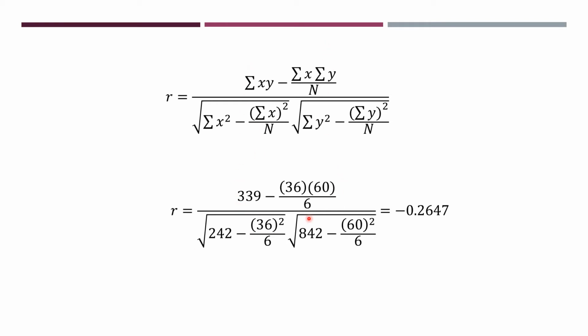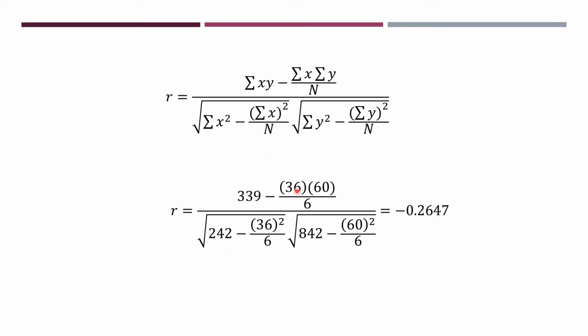Substituting all these summations in the same formula, we get the value of R to be equal to minus 0.2647. All these summations we have in the previous table. So substituting summation xy, summation x, summation y, we know n is equal to 6 as 6 data are given. Summation x square is 242. Summation x the whole square.